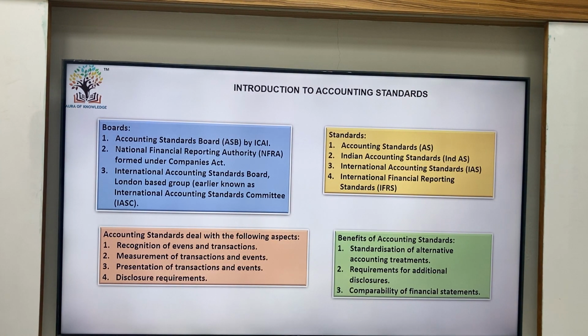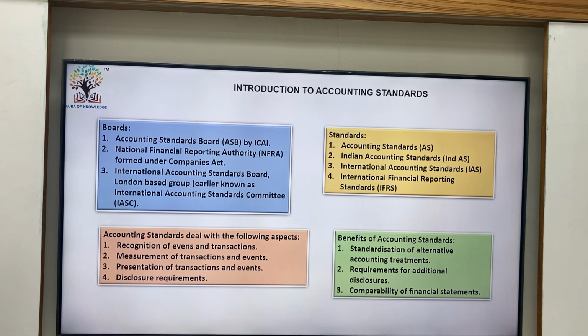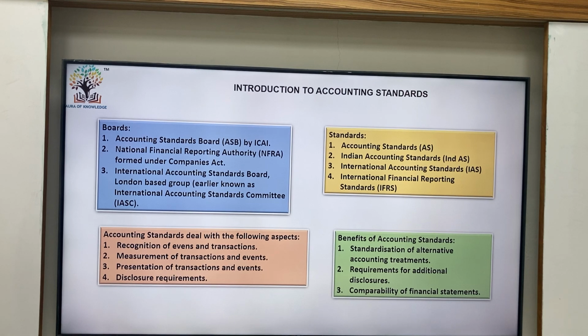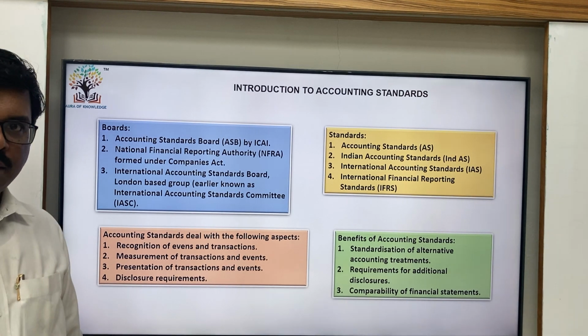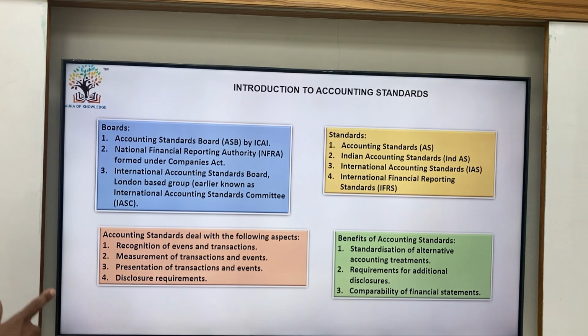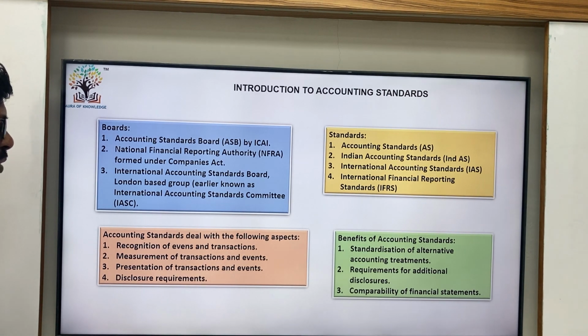Now coming to what are the various boards available who are prescribing the accounting standards. You can say the Accounting Standards Board, which is constituted by the Institute of Chartered Accountants of India, and the National Financial Reporting Authority. This is constituted under the Companies Act. Whenever the Ministry of Corporate Affairs wants to prescribe accounting standards to be followed by companies, they will do so in consultation with NFRA. Globally there is one body called the International Accounting Standards Board, earlier called the International Accounting Standards Committee, which was in existence till 2001. Then it was reconstituted as the International Accounting Standards Board.